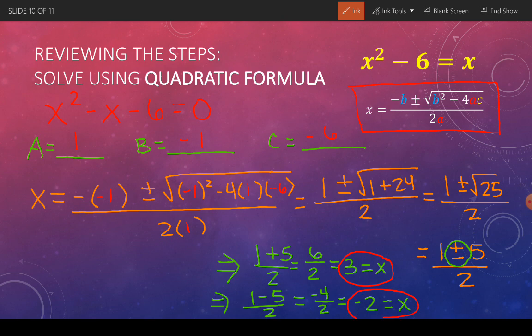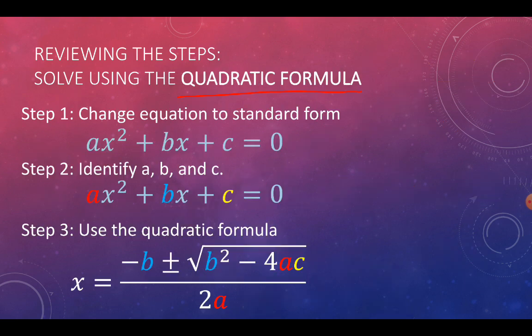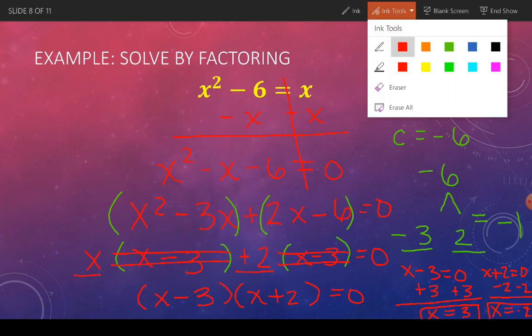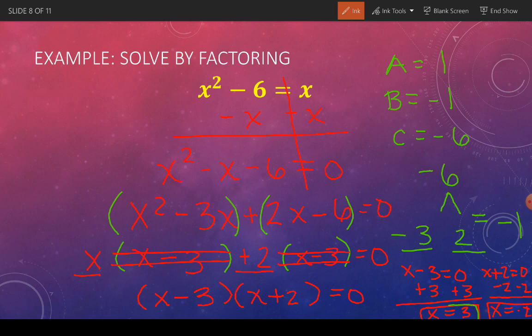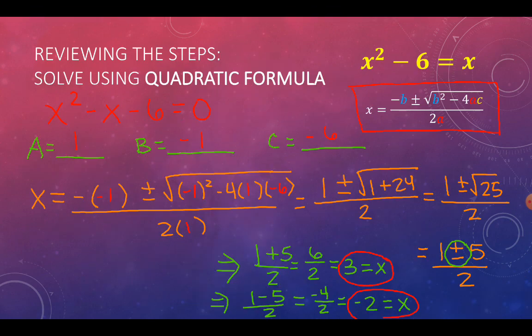Okay. If we go back to solving the same quadratic with factoring, we also got x equals 3 and x equals negative 2 as our answers. So what this tells us is that we can solve quadratics using either factoring or the quadratic formula.